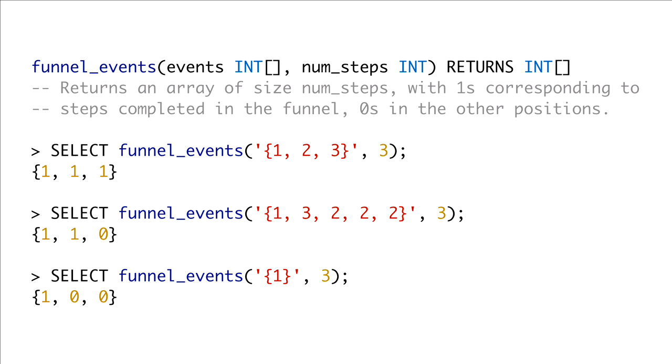So for example, if I'm doing a 3-step funnel and the user did 1, 2, and 3 in that order, we'll pop out 3 1s because the user did the full funnel in order that we care about. But if they do 1, 3, 2, 2, 2, then they'll only actually convert on the first 2 because they did the 3 before the 2 and we want them to be in order. Or similarly, if they just do the first event and they don't do any other stuff, then it'll be 1 with some 0s. And for users that don't do any of these events, they won't actually show up in this because they've already been filtered out by the query planner.